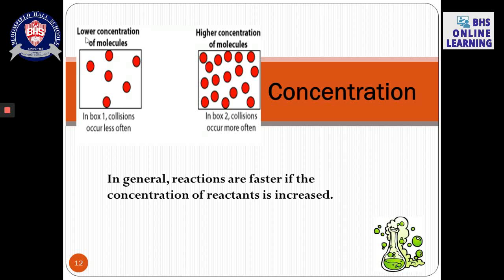In general, reactions are faster if the concentration of reactants is increased. Increasing concentration, more crowded particles, more effective collisions, and the rate of reaction increases. If you decrease the concentration, less crowded particles, less effective collisions, and the rate of reaction decreases. In general, reactions are faster if the concentration of reactant is increased.